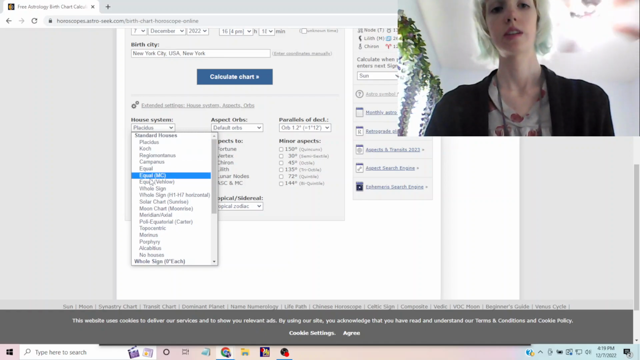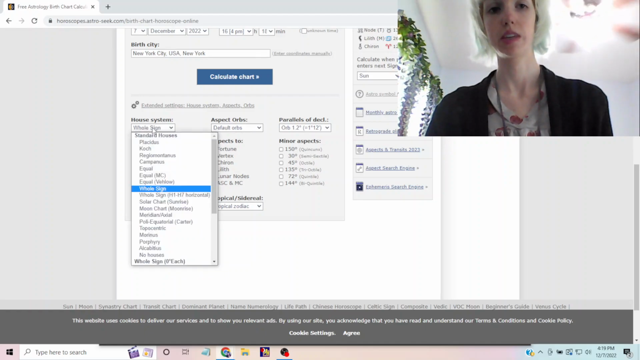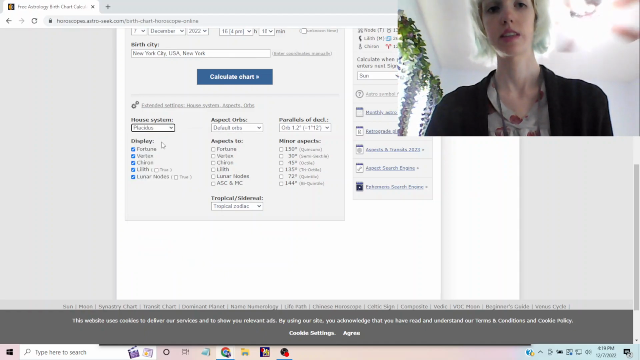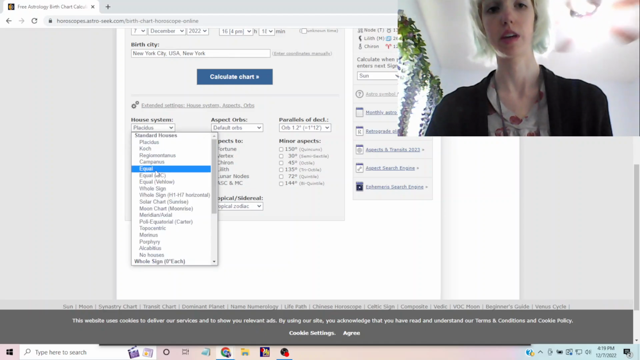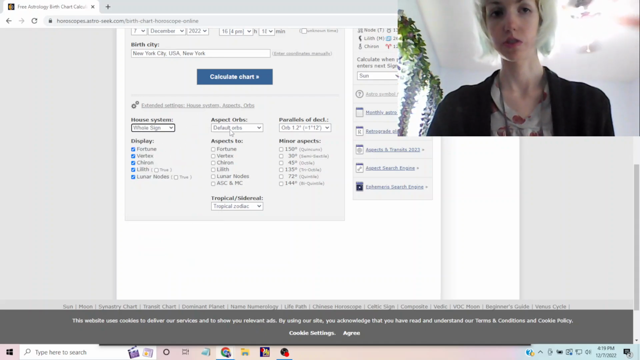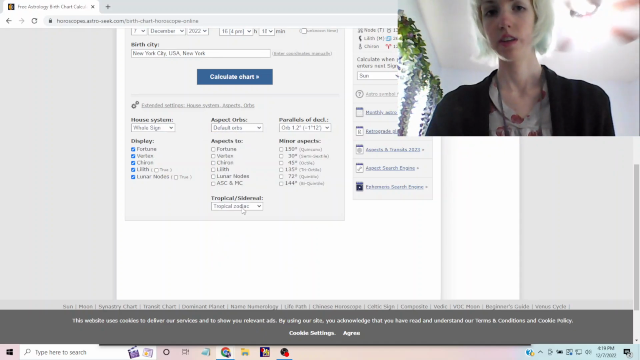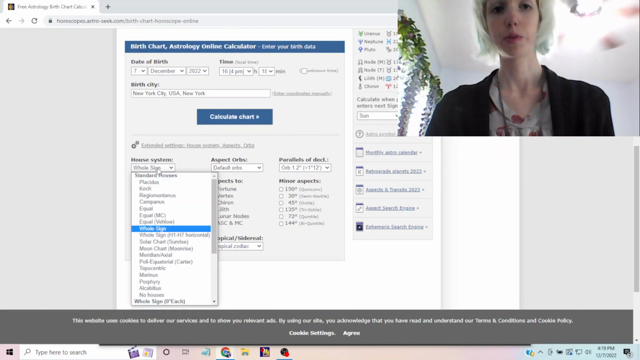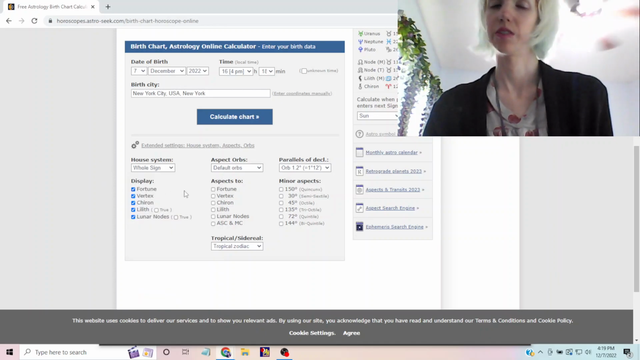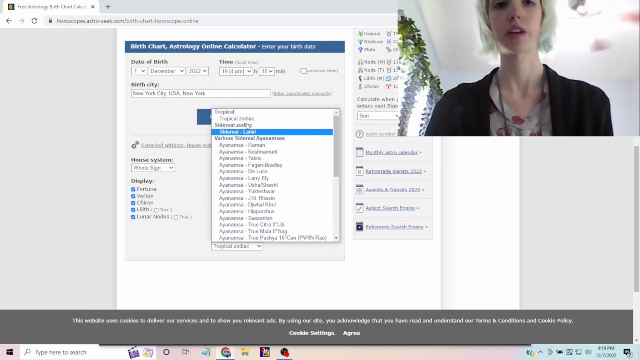So, whole sign is the oldest one. There's various selections you can make here. Typically, Placidus is the default that the horoscope is going to be calculated on. So these are all kind of things that you'll need to research into as you get more into astrology. Don't mess with any of this if you're new and you don't know what you're doing. You can change to equal sign or whole sign, but if this is your first time calculating your chart, just do something.